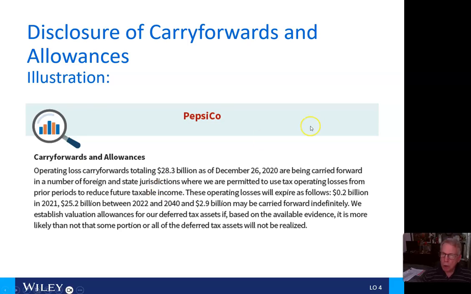Now, disclosures of carry forwards and allowances. Here, they're disclosing that they have operating loss carry forwards totaling $28.3 billion as of December 26, 2020 that are being carried forward in a number of foreign and state jurisdictions where they are permitted. I'll let you read the rest of that on your own, but you get the idea. We are disclosing the fact that we are using those carry forwards and allowances.